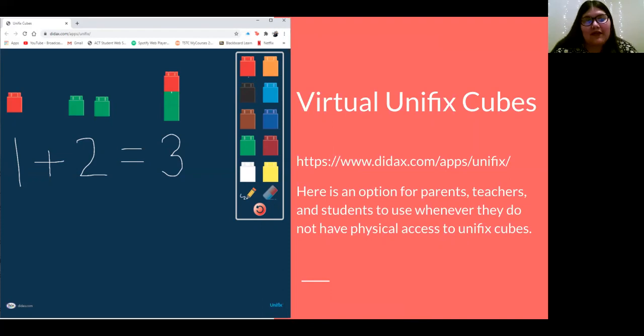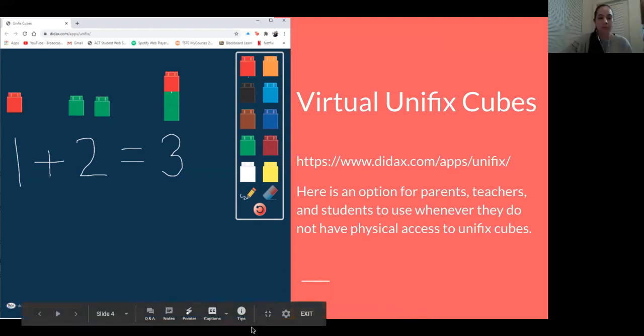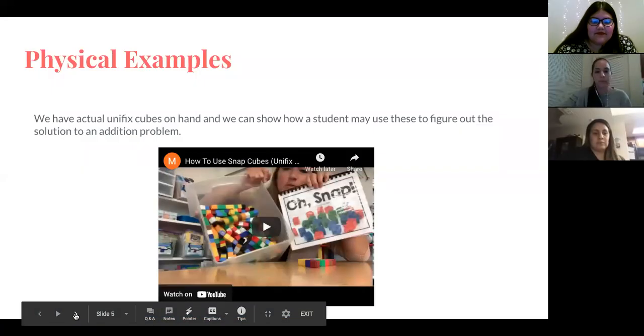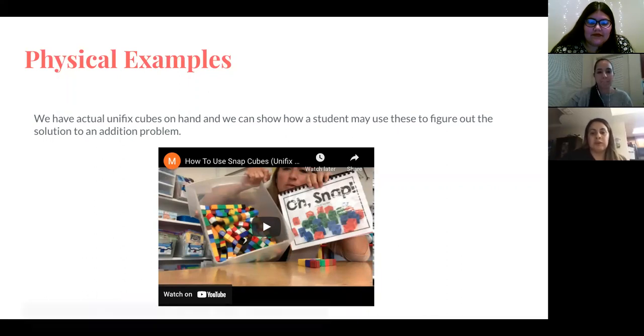Do you feel that they understand the subject well enough? You can use it for addition, subtraction, and it's an option for parents, teachers, and students who do not have physical access to it. Physical examples, we have actual Unifix cubes on hand, and we can show how a student may use these figures to figure out a solution to an addition problem.